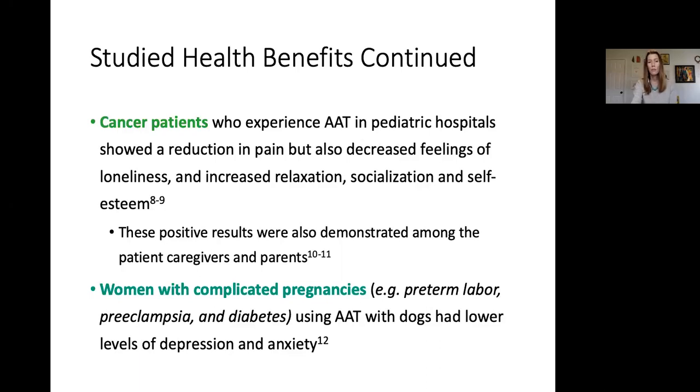We have seen that women who are experiencing complicated pregnancies have really benefited from a canine animal-assisted therapy program that helped to lower their depression and anxiety, which can lead to much more healthy and successful pregnancies and deliveries.